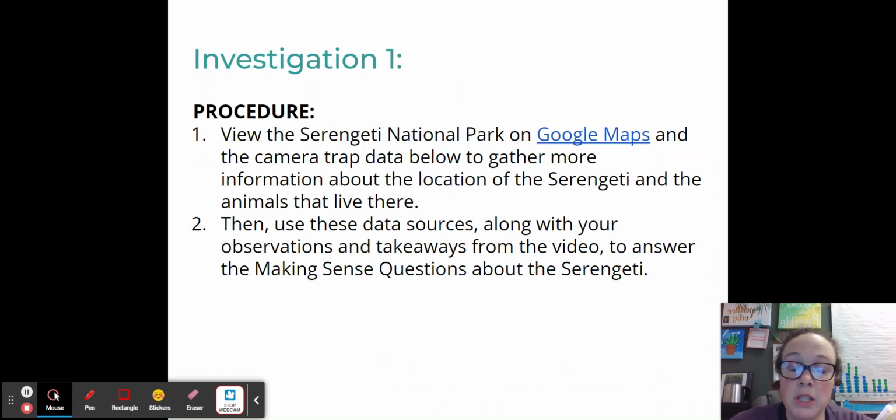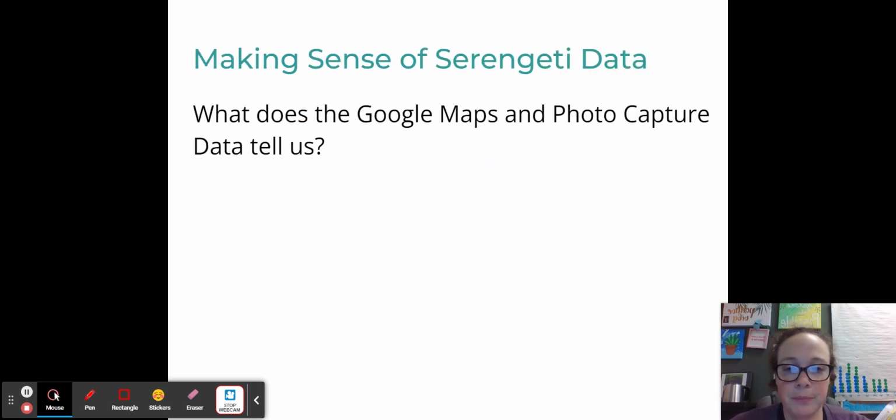In investigation 1, we looked at Google Earth, and we also looked at a data set of photo capture, right? So the photo capture would be like game cameras that are set up in different areas of the Serengeti National Park, where as animals move by, motion detecting software would trigger the camera to take a capture of the organisms. And from that, we were able to get some data as to different numbers of different species in that area that show up on those cameras.